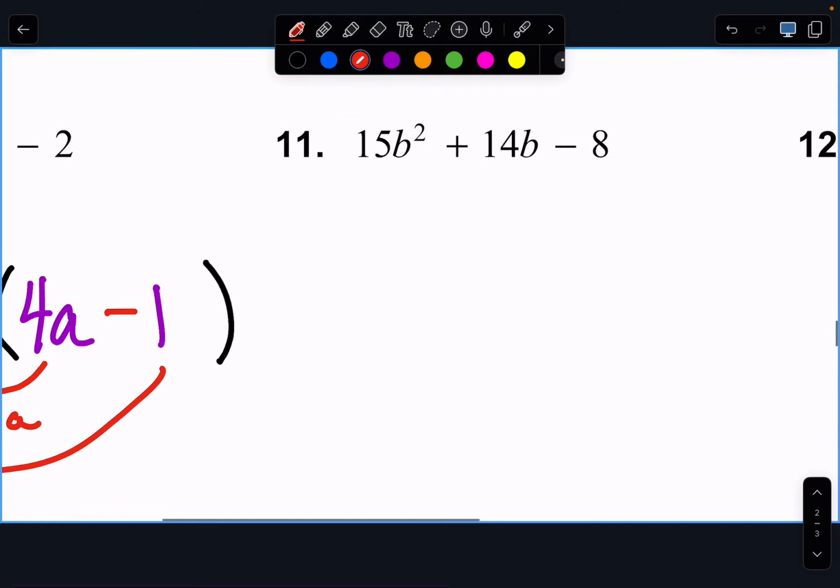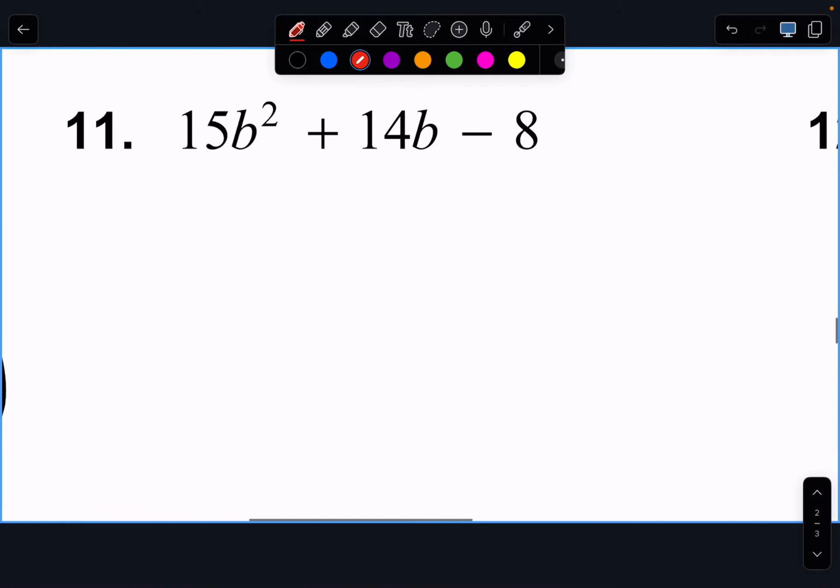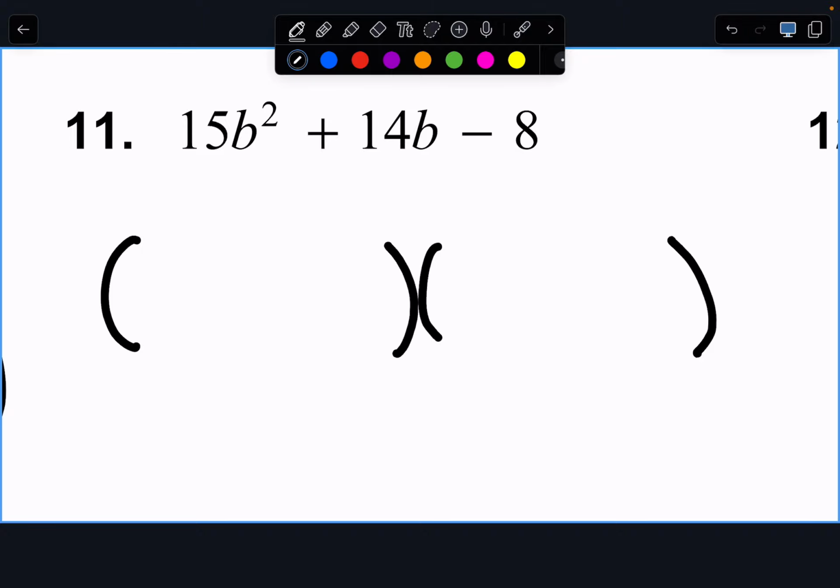All right, I'm going to let you try number 11. See what you got. Will you get it the first try? Maybe, maybe not. Use your eraser to help you out.